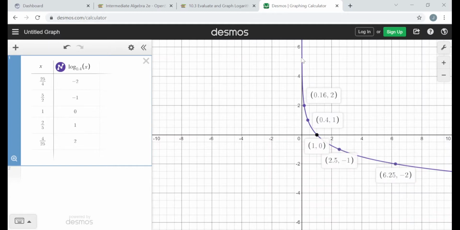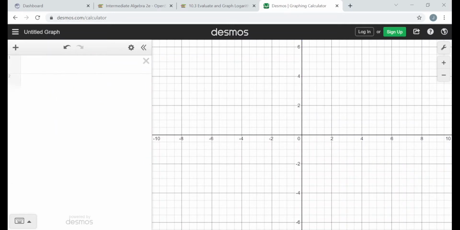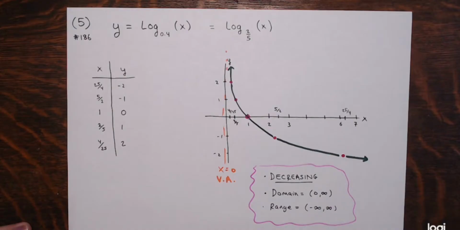And again, you can zoom in and see that the graph doesn't actually touch the y-axis. The domain's positive numbers, it's a decreasing function. Range is all real numbers. All the same stuff as you saw in example 4 as well. Great. All right, so let's go back. And that's it for the examples I'm going to do.